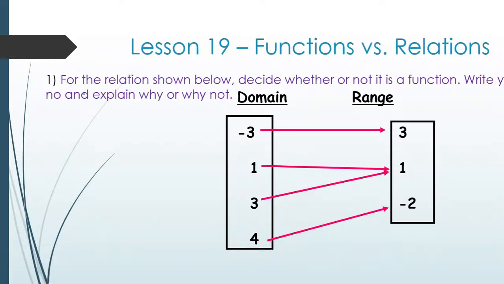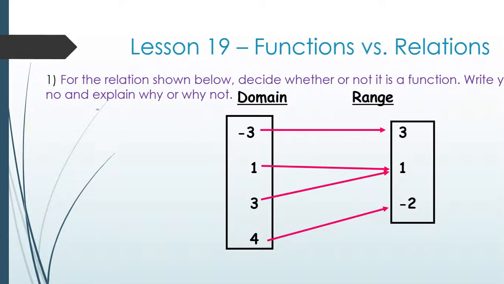So a function versus a relation. So here's the deal. A function is basically saying that for every x value, there is only one y value. So you're answering whether this is yes or no, and then explain why not. Okay, so what you're looking for in a function, again, like I said, is for every x value or every domain, there's only one range.